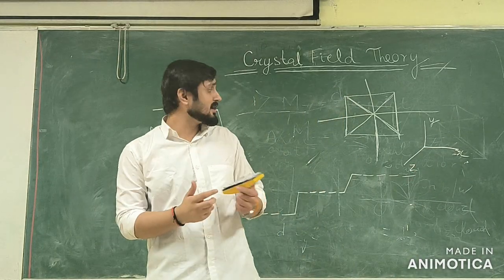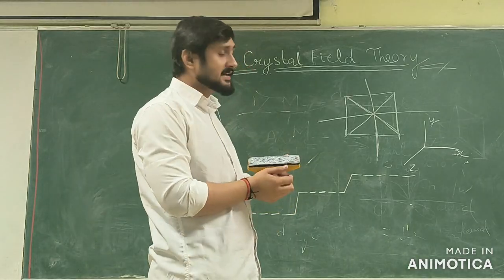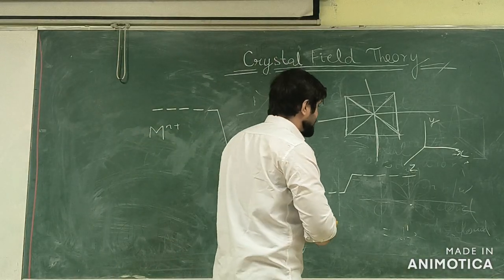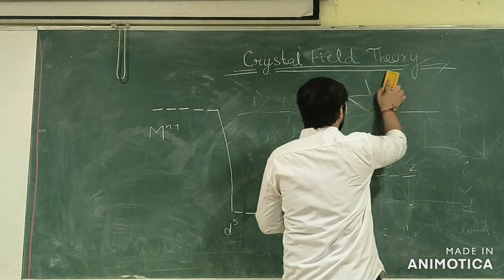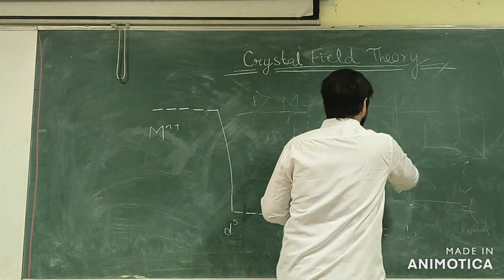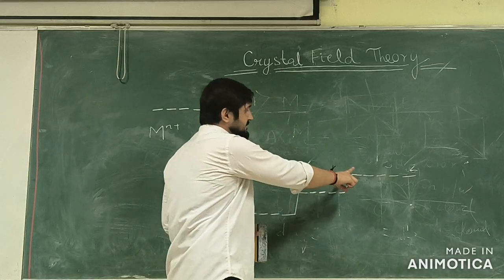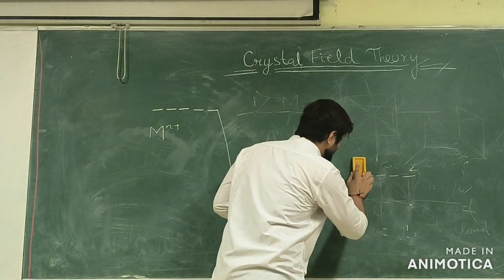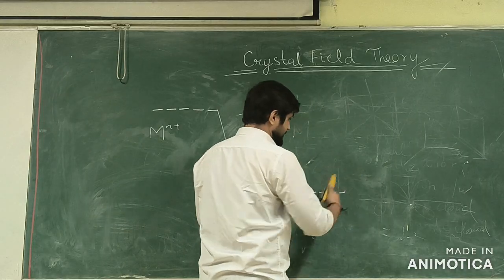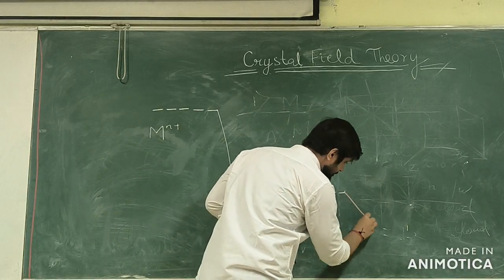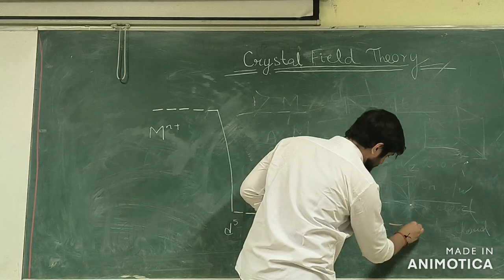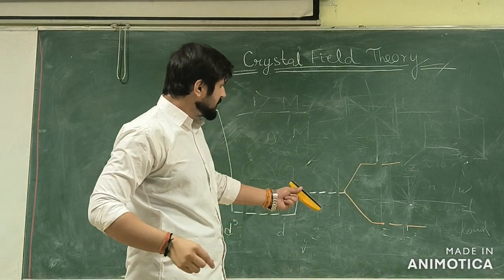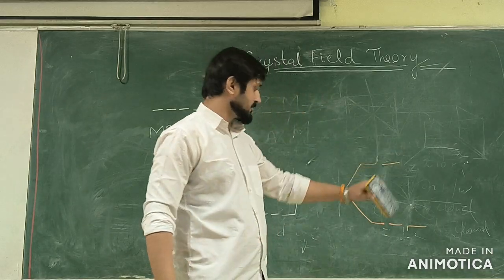Then what will happen is that the orbitals that are along the axis will face greater repulsion in comparison to the orbitals that are non-axial. So these 5 orbitals will lose their degeneracy and they will become non-degenerate. So we have to write it like this. So what will be these 3 orbitals and what will be these 2 orbitals?